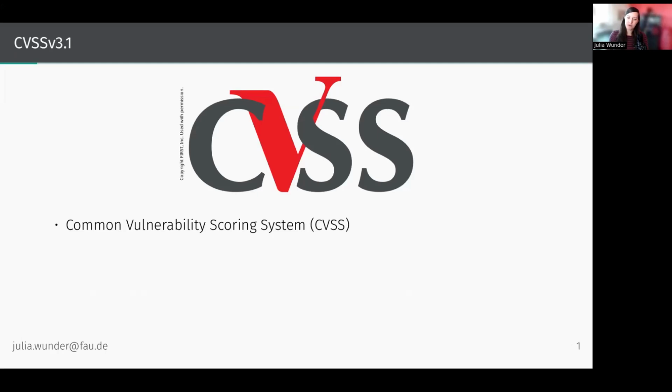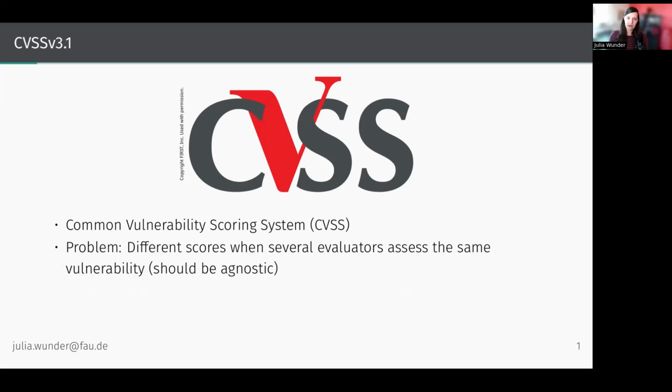And so the problem now is that when different evaluators evaluate the same vulnerability using CVSS, the resulting scores often differ in the end. And this should not be the case, as CVSS scores should be agnostic according to the CVSS documentation. So the question here is, are CVSS evaluations consistent?